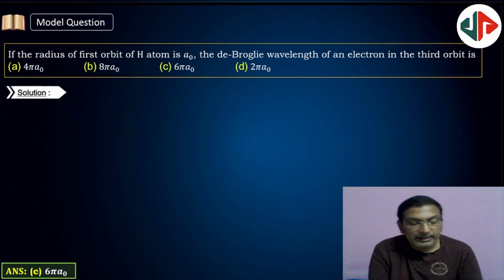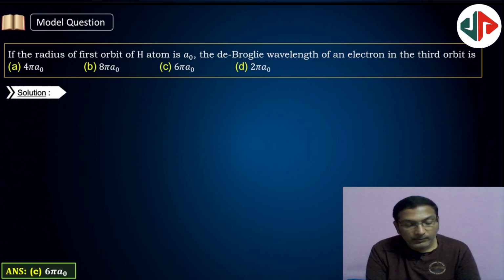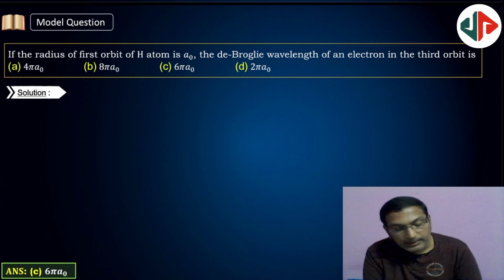The radius of first orbit of hydrogen atom is a naught. Then de Broglie's wavelength of an electron in third orbit is. It is given the radius of first orbit of hydrogen atom is a naught. Then de Broglie's wavelength of electron in third orbit.